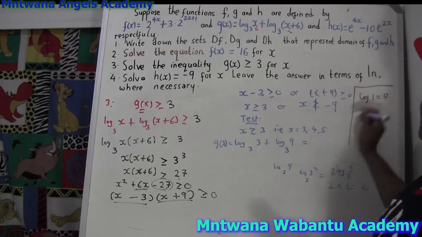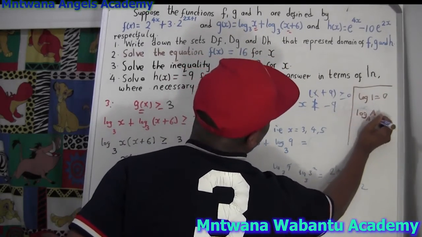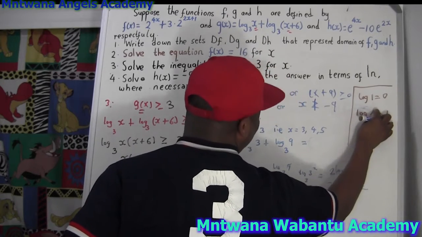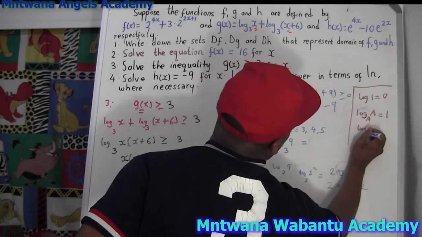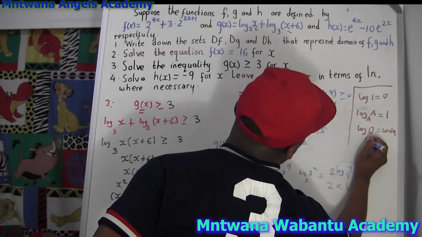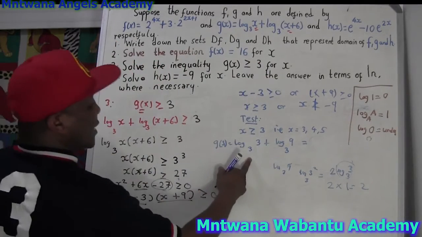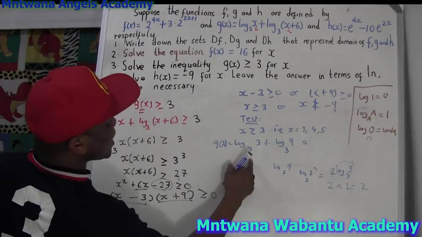Log of 1 equals 0, but log of the same thing equals 1, meaning when the base and this are the same. And log of 0 is undefined, or log of a negative number is undefined. So here I made a mistake. Which mistake did I say? What did I say?